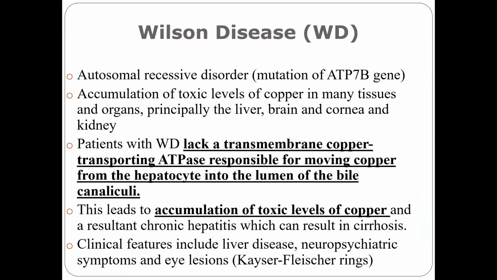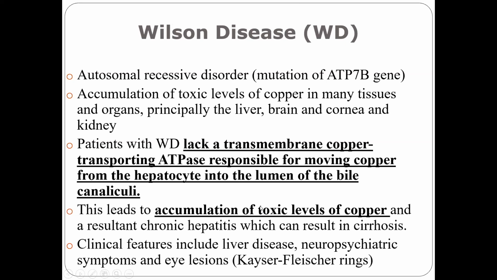All right, now the second disease that I want to discuss with you is Wilson's disease. So Wilson's disease is a mutation of the ATP7B gene. So what is that? That's actually a transmembrane copper transporting protein. As a result, this protein that is responsible for moving the copper from the liver cells into the lumen of the bile canaliculi is mutated, is missing. And as a result of that, there will be accumulation of copper to toxic levels.